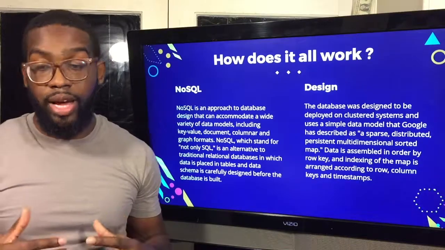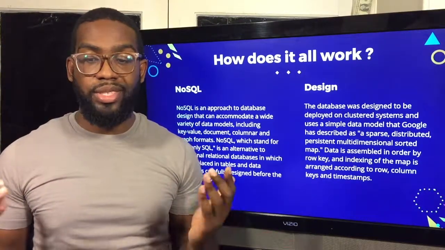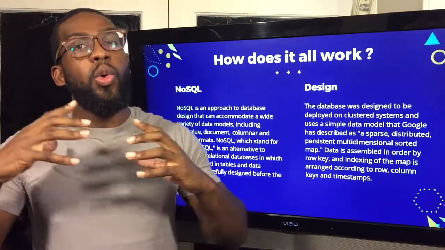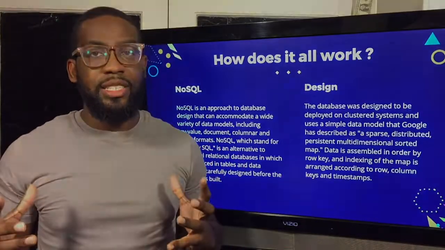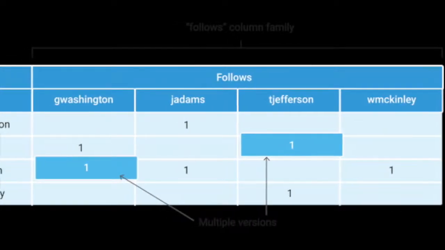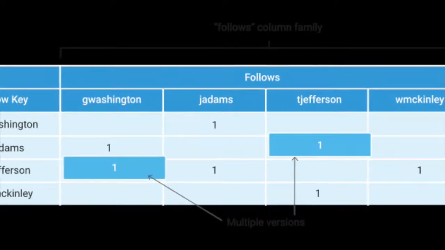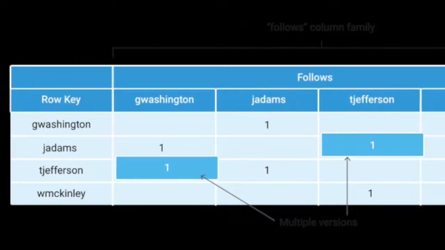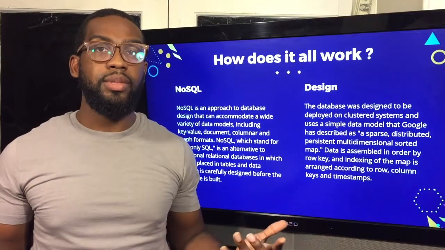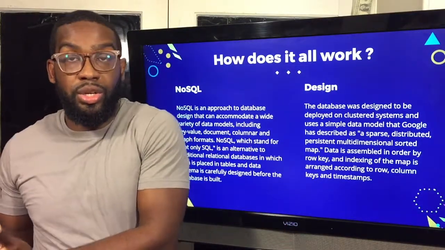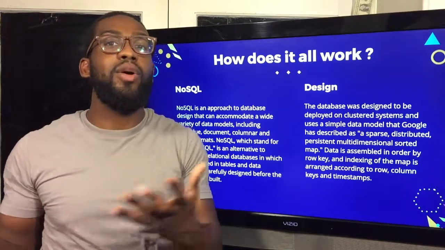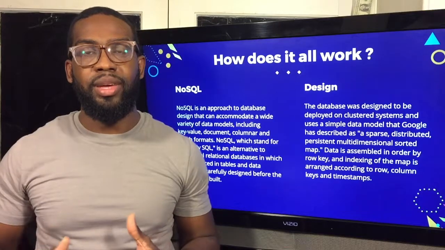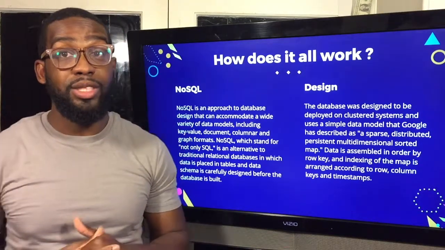This data model is described as a sparse distributed, persistent, multi-dimensional sorted map. That's a big mouthful. So what that really means is all your data is assembled and ordered by row keys and indexed on the map arranged according to row, column keys, and timestamps. So it's easier to key search your database rather than to have a whole relationship and search relationships based on the way you created your database. It just creates a simpler way to sort through your database.